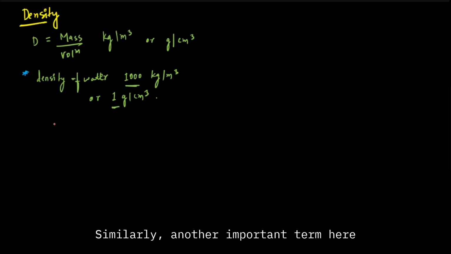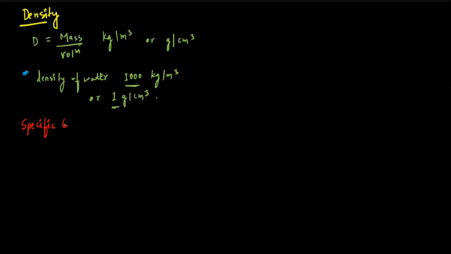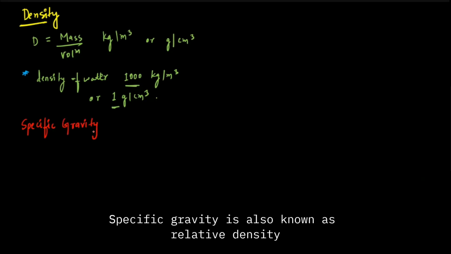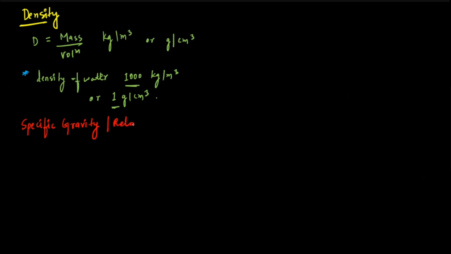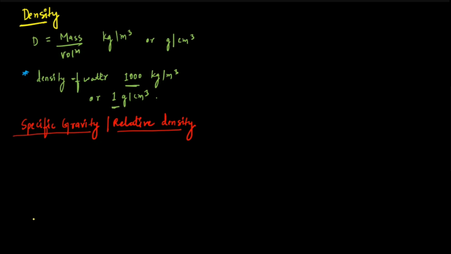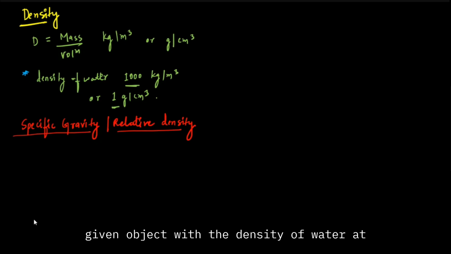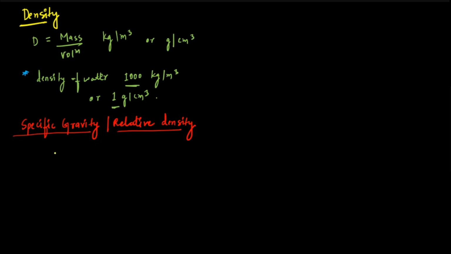Similarly, another important term which we are going to use, or this examiner is going to use a lot, is called specific gravity. Specific gravity is also known as relative density. So whenever you see these two terms, specific or relative, they simply mean one thing: that we are going to compare the density of a given object with the density of water at 4 degrees Celsius. So it gives us the comparison, or the ratio.